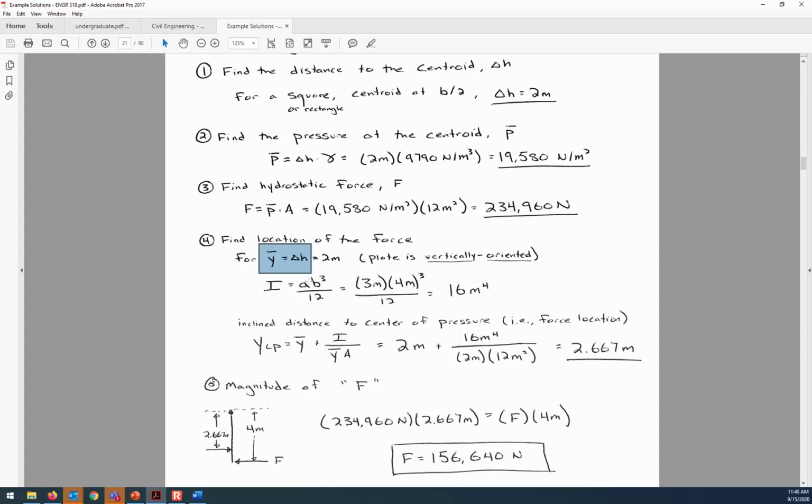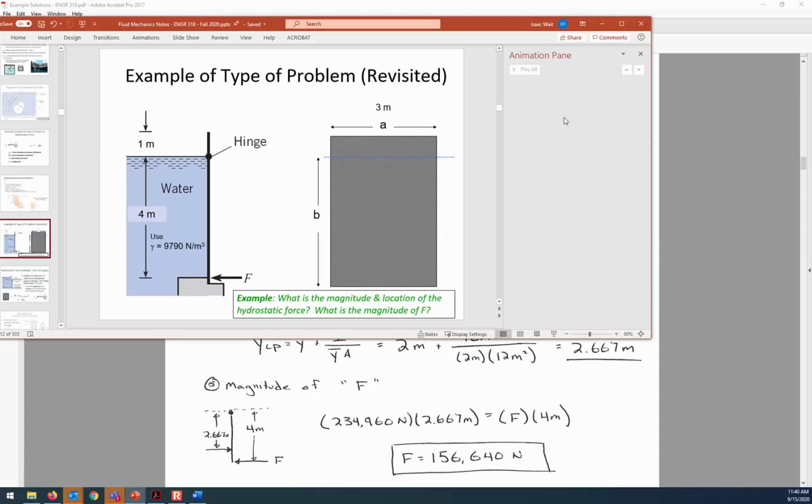If it's a circular plate rather than a rectangular plate, we'd simply have a different formula for the area moment of inertia. But the same structure, where first of all you find the distance to the centroid, then you find the pressure at the centroid, then you use the pressure at the centroid to find the magnitude of the hydrostatic force, and then the location of the force. The bones of our analysis follow the same approach. Any questions about this example before we move on?